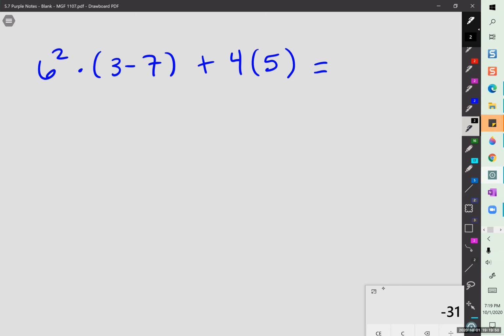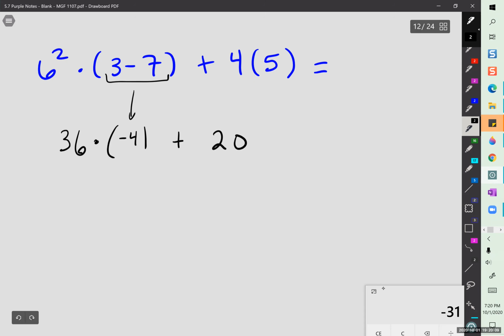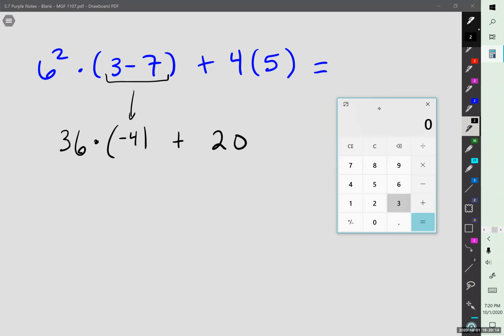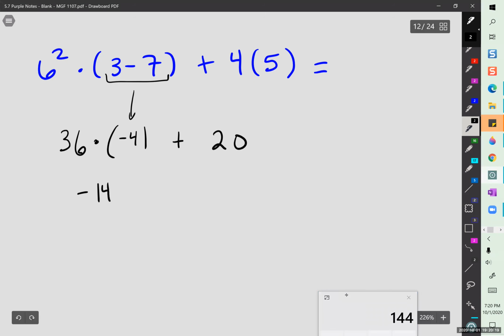Great, so as we work through this one, we keep in mind parentheses. So I'm going to deal with these parentheses first. That would be a -4. Next, I'm going to deal with exponents. 6 squared is 36. That's getting multiplied by the -4. Plus, I could deal with this multiplication of 20. Now 36 times -4 would be -144. We're then adding 22, so we would get -124.